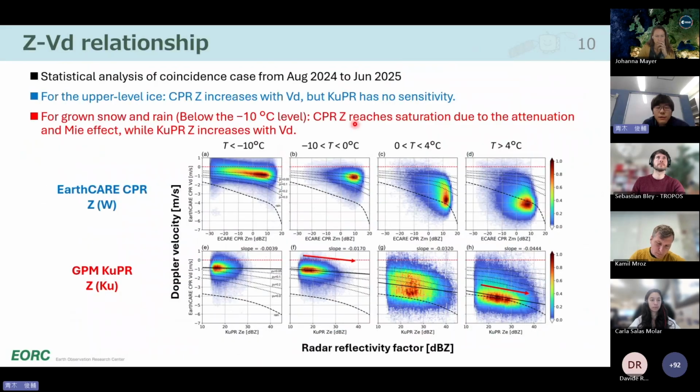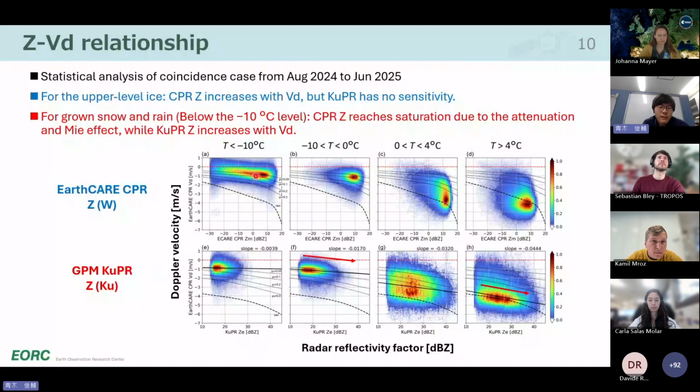Next, I will show some statistical analysis. This is a two-dimensional histogram of radar reflectivity on the x-axis and Doppler velocity on the y-axis. Each column shows a different temperature range; the left-hand side shows the colder and the right-hand side shows the warmer temperature. For upper level ice below -10 degrees, the above panel shows the CPR radar reflectivity on the x-axis, and the bottom shows the Ku band radar reflectivity.